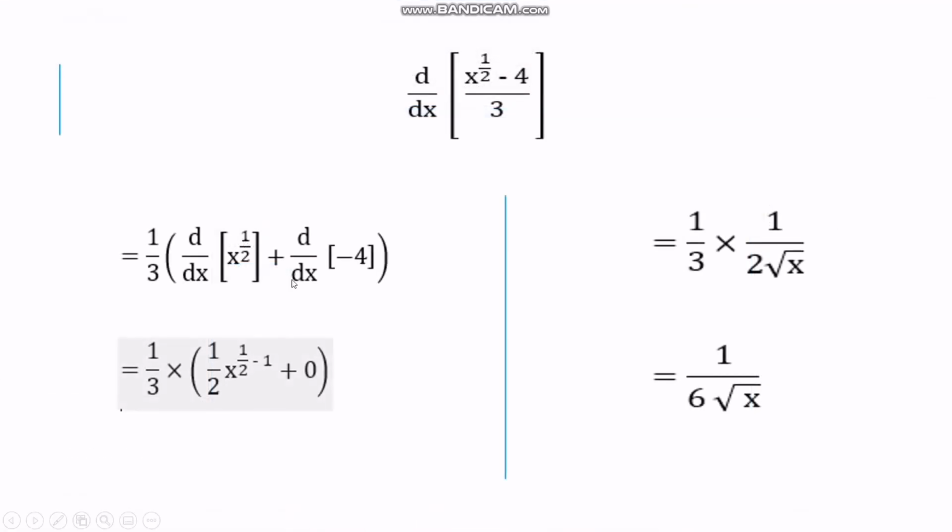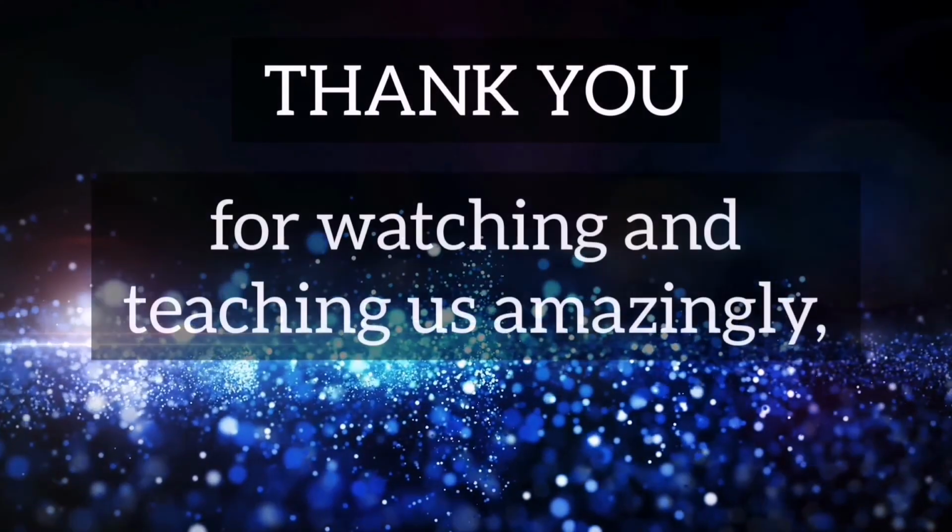By using the calculation method for question 5, we get the same answer as MATLAB, which is 1 divided by 6 root x. This can also be written as 1 divided by 6 x to the power of 1 over 2, which is the same answer we got in MATLAB.